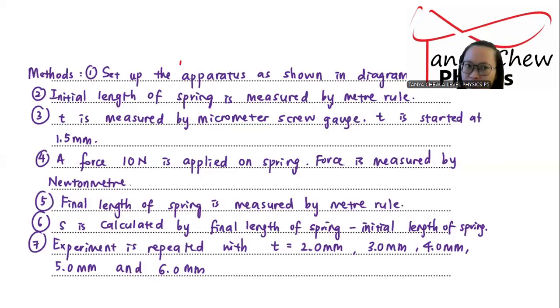Then last point of the method, always tell, always repeat the experiment with maybe thickness is equal to, or if you don't want to suggest any values for the thicknesses, never mind. Just say, repeat the experiment with different thicknesses of the card. That will do.